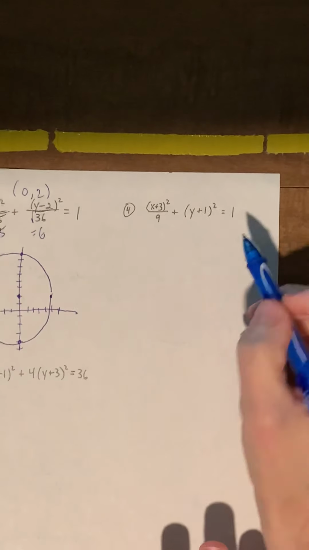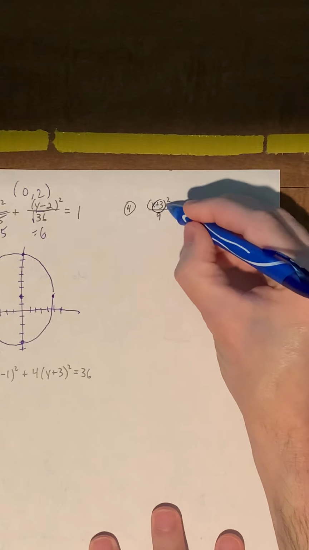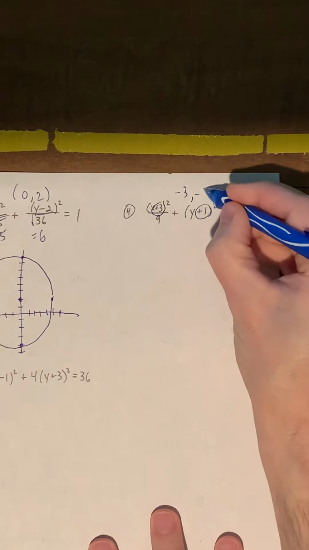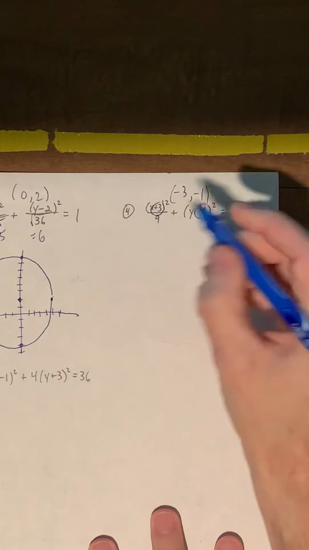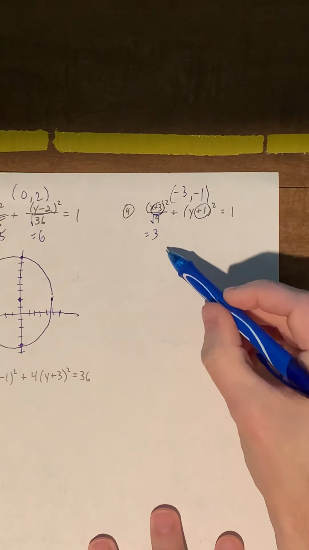All right, number 4, you have it equal to 1. And you can take your center point, -3, -1 would be your center. Square root of 9 would be 3. So in the X direction, left and right 3.